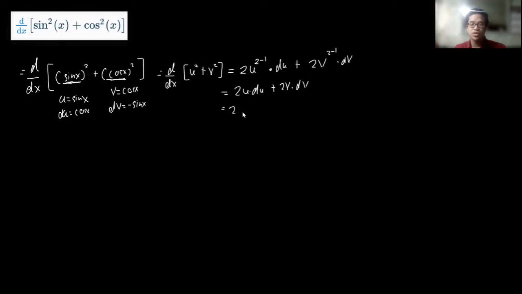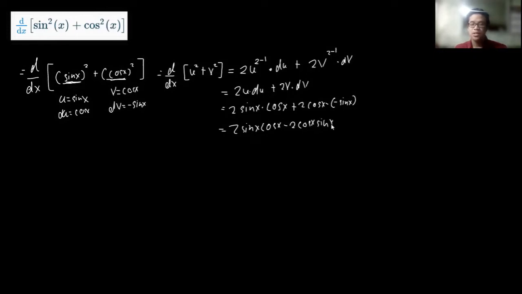Your u here is your sine x. So this is 2 times sine x, then your du is cosine x, plus 2 times your v, which is your cosine x, times your dv, which is negative sine x. So this one is 2 times sine x times cosine x minus, since we have negative sine x, this would be negative 2 times cosine x times sine x.